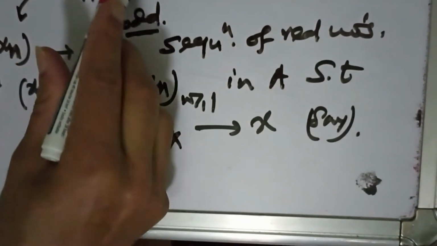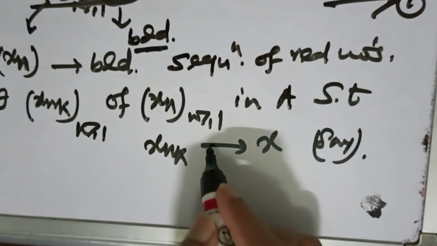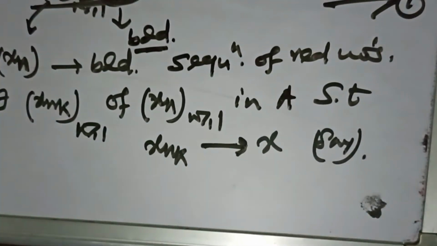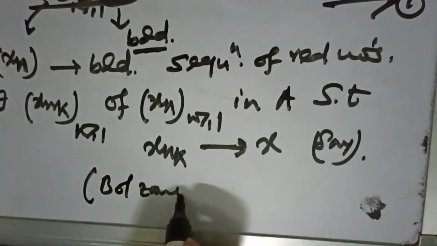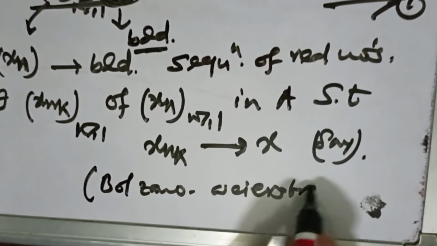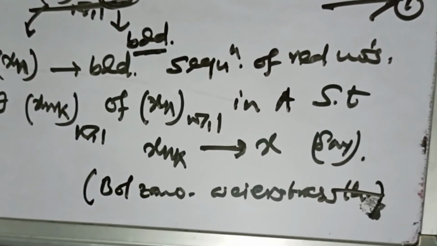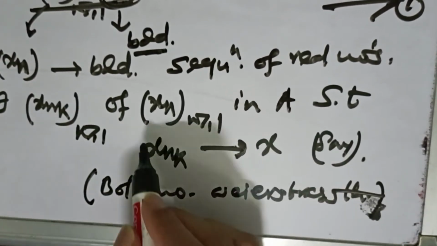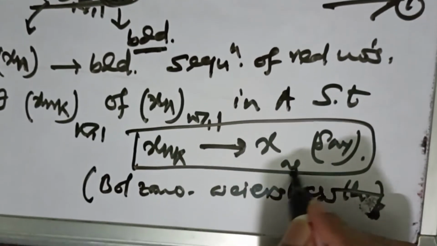See, xn belongs to A and A is bounded, so we always get a subsequence xnk of xn such that xnk converges to x by the Bolzano-Weierstrass theorem. Every bounded sequence has a convergent subsequence. So xn is a bounded sequence, so it has a convergent subsequence. Now xnk converges to x as k tends to infinity.